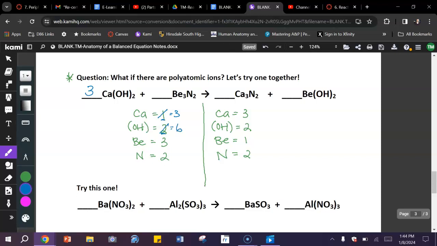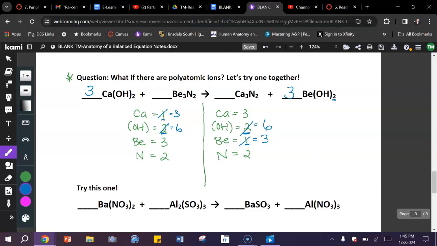Now let's take a look at my hydroxides on the product side. I have 6 on the reactant side. I have 2 on the product side. What number times 2 is going to give me 6? Well, that's the number 3, of course. So I'm going to draw a coefficient of 3 in front of the compound that has hydroxide in it. And 3 times beryllium, which is 1, 3 times 1 is 3. And 3 times 2, which is what I have written here in my grocery list, is 6.